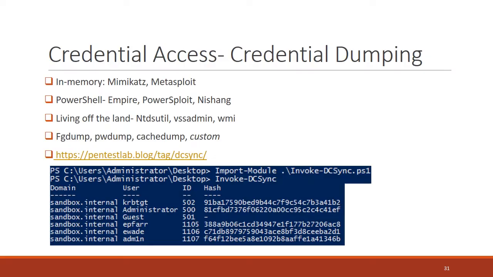There's a number of ways to accomplish this. In memory, there's PowerShell frameworks available, native tools, community tools like FGDump, PWDump, etc. I've included a link on the slide for an article that goes over all of these techniques and more. It's a great resource. So here in the slide, we see our attacker is using the Invoke-DCSync PowerShell script, and they've managed to dump hashes from our domain controller.